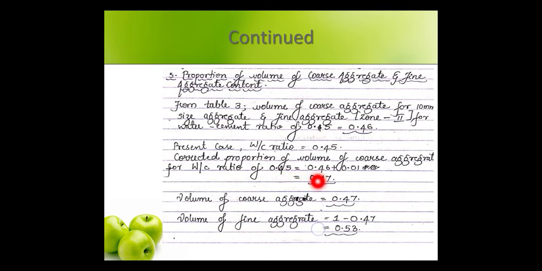So we are having 0.05 less. For every 0.05 you need to increase 0.01 value. So 0.46 plus 0.01, you will be getting the volume of coarse aggregate. Then volume of fine aggregate will be 1 minus, in total volume you need to minus the coarse aggregate, you will get the volume of fine aggregate.